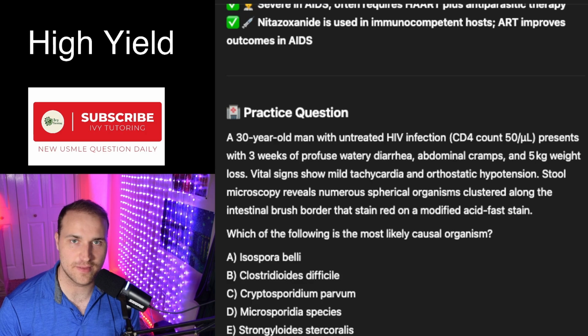For our next question, we have a 30-year-old man with untreated HIV infection. He has a low CD4 count, and he presents with 3 weeks of profuse watery diarrhea.